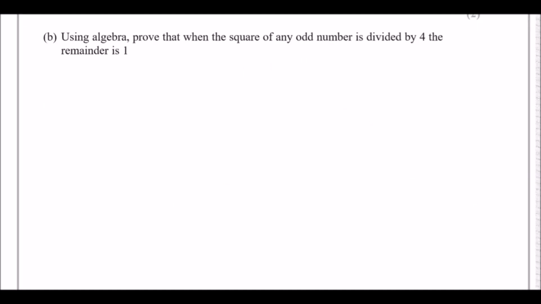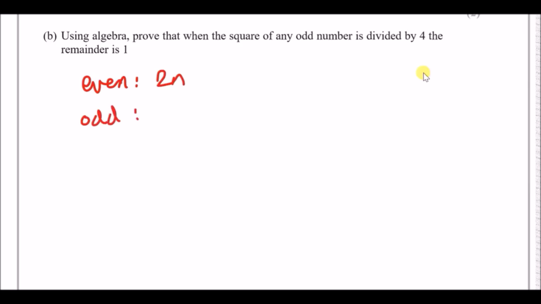Okay, part B. So using algebra, prove that when the square of an odd number is divided by 4, the remainder is 1. If they use the word even number, by the way, an even number is always going to be 2n. Whereas an odd number, and this is just a clear definition, is 2n minus 1. So these are properly defined here, so there are no other ways to write them.